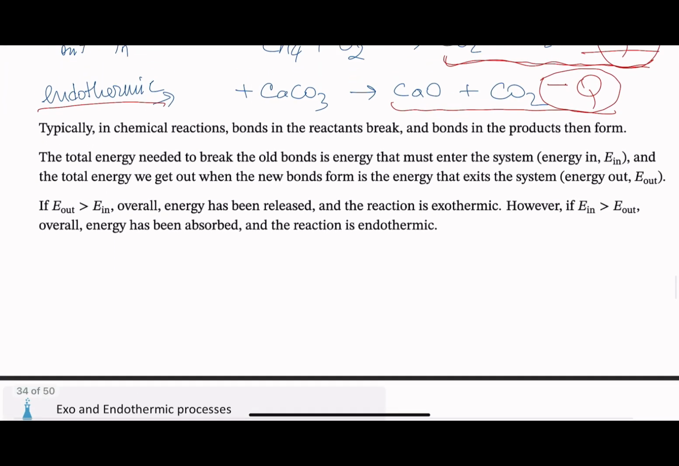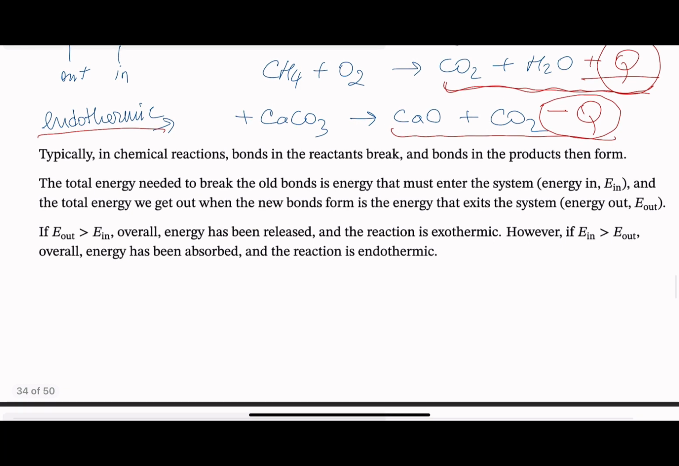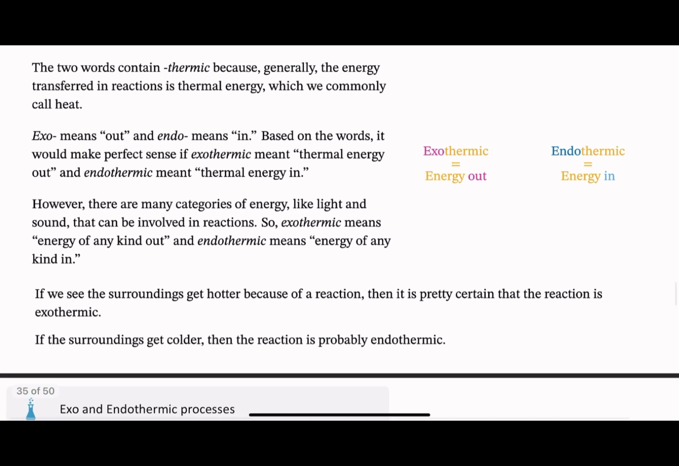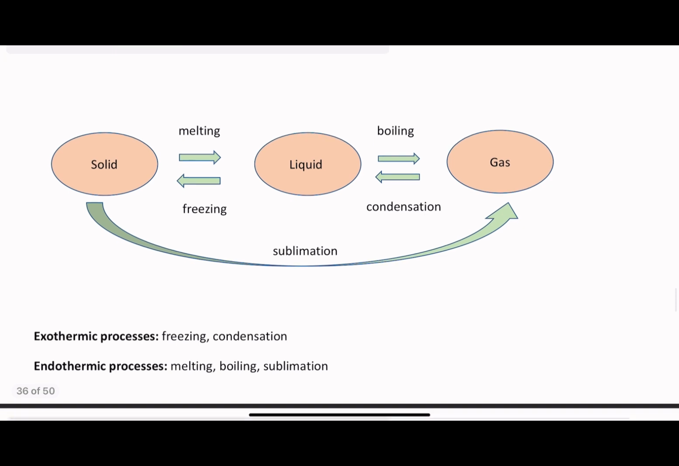So now you can read this stuff. If E out is more than E in, overall energy has been released, that is exothermic. If E in is more than E out, energy has been absorbed, and it is endothermic. So we covered this stuff in here. Now I'm just gonna go out. You need to remember exo is out, endo means in. And now we're gonna just go revise our stuff that we covered the last term.